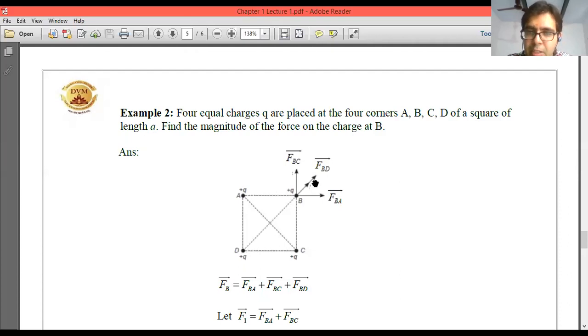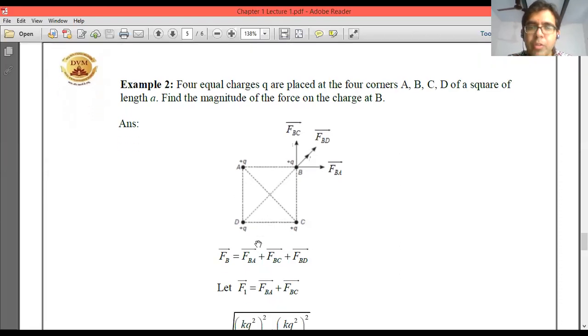And the distance between the charge present at B and the charge present at D is root 2 A, because the diagonal of a square is root 2 times its side. Now, we need to find the force on the charge present at B due to the other 3 charges. So the force on charge present at B is equal to the vector sum of the force on B due to the charge present at A, that is FBA, plus the force on B due to the charge present at C, that is FBC, and the force on B due to the charge present at D.